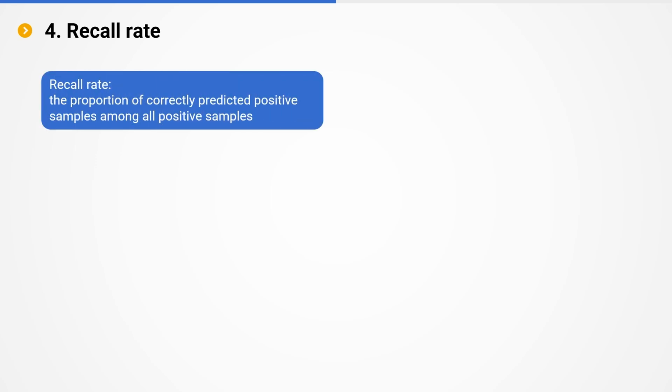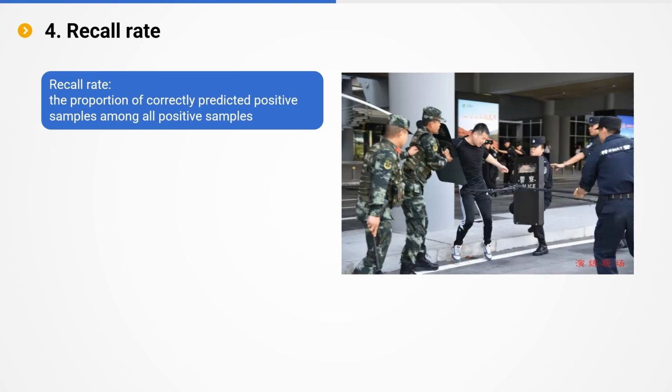4. Recall rate. In scenarios where data distribution is imbalanced, it is meaningless to focus solely on accuracy. A more meaningful indicator is the recall rate. Recall rate represents the proportion of correctly predicted positive samples among all positive samples. Let's take an exaggerated example. An airport wants to build a model to identify terrorists. Obviously, terrorists are an extremely small minority and represent a rare phenomenon. Suppose there are 5 terrorists among 1 million people.